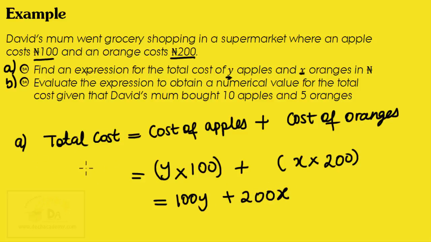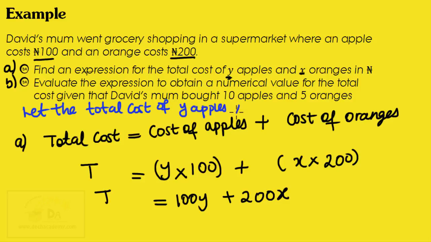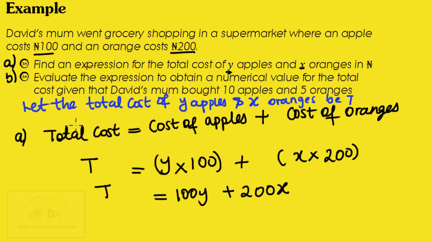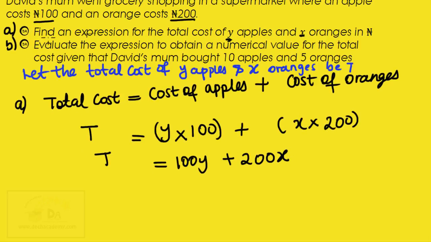And instead of total cost, I'm going to represent total cost with T. So I'll say let the total cost of Y apples and X oranges be capital T. So we have T is equal to 100Y plus 200X. The question says find an expression for the total cost of Y apples and X oranges in naira. So all this is in naira.